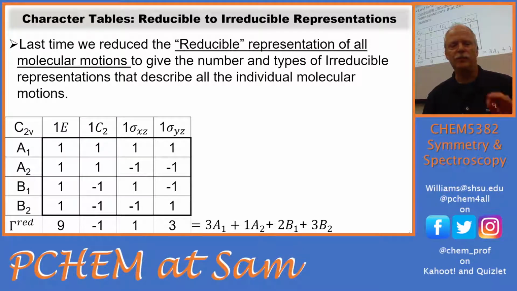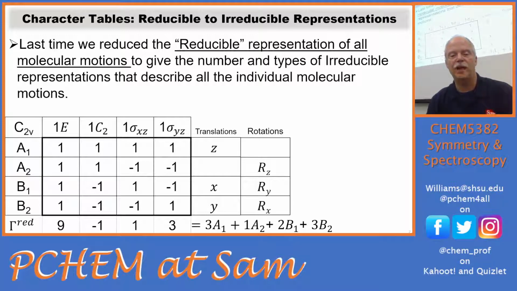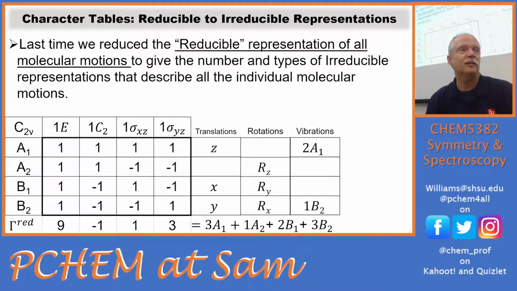So last time we did the reducible representation and we decomposed it into the number and types of irreducible representations that we had. We looked at, for water, these three translations, took up one of the A1s, one of the B1s, and one of the B2s. The rotations gave us an A2, a B1, and a B2. And so whatever was left over were the vibrations. So we had two A1s left over and we had a B1 left over. Then we had three vibrations and we had three symmetry types that are going to be associated with those vibrations.